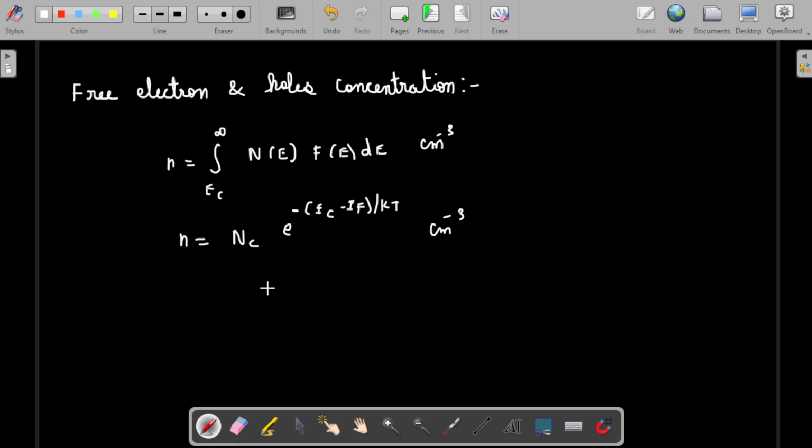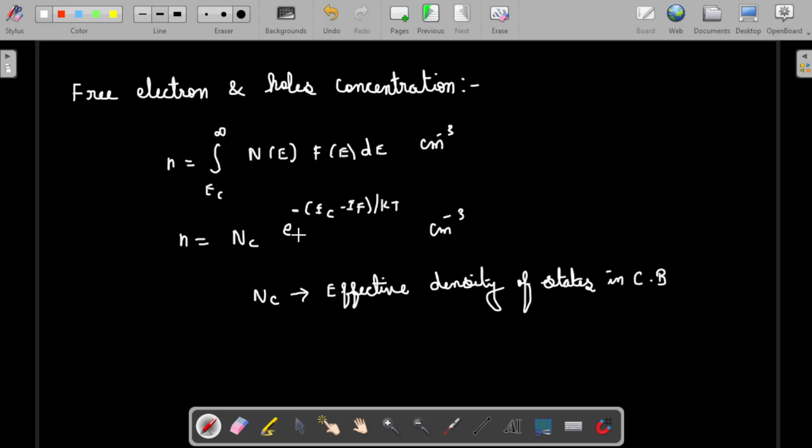This NC is nothing but the effective density of states, in the conduction band, CB. This is one of the constant values. If you need to know how this value comes, please go over Google. There are many papers and books available where you can see how this calculation came into the picture. But that is not needed, so you can skip it.